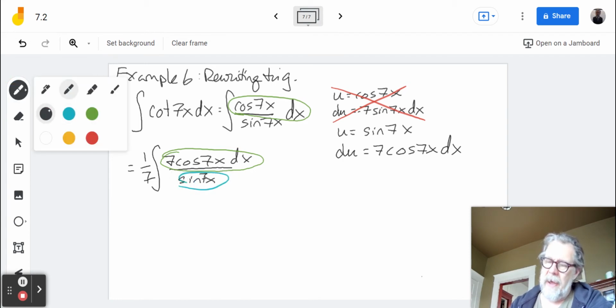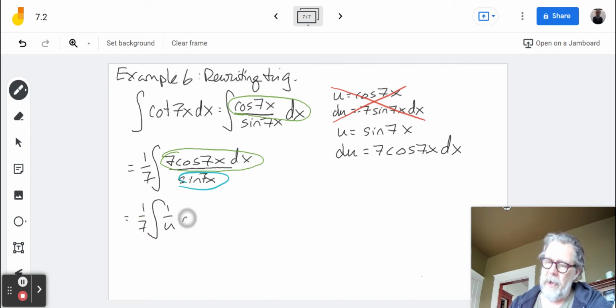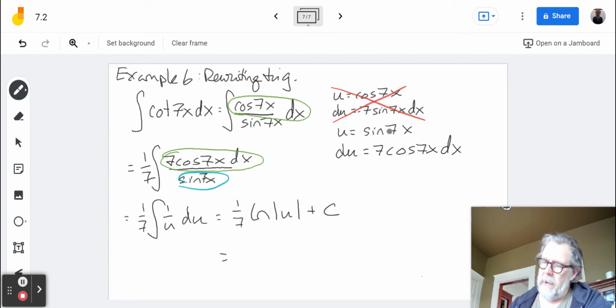This whole thing on top is my differential du. This whole thing on the bottom, once I stick the 7 into the sine of 7x, is my u, which means that I now have 1/7 the integral of 1 over u du. And of course, that is 1/7 natural log of u plus a constant. Going back, plugging in my function of x, I've got 1/7 natural log of sine 7x plus a constant. And there it is. I'm done. That's the antiderivative of cotangent of 7x.